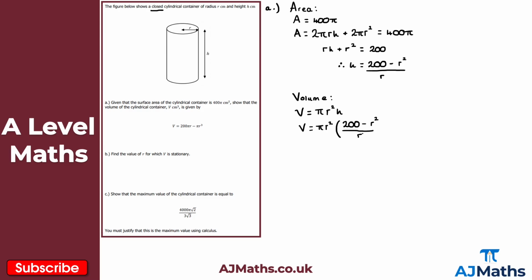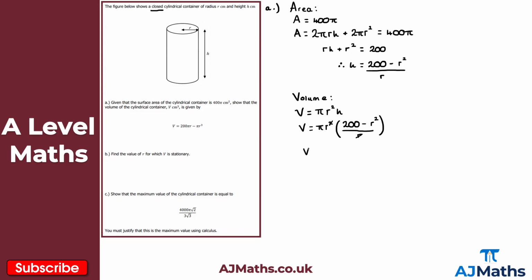And that's all over r, like so. And from here, it's just a matter of expanding, simplifying, and getting into the required form. So again, I can cancel through by an r here. That becomes a power of 1. This r here will cancel. So what do we have here then?